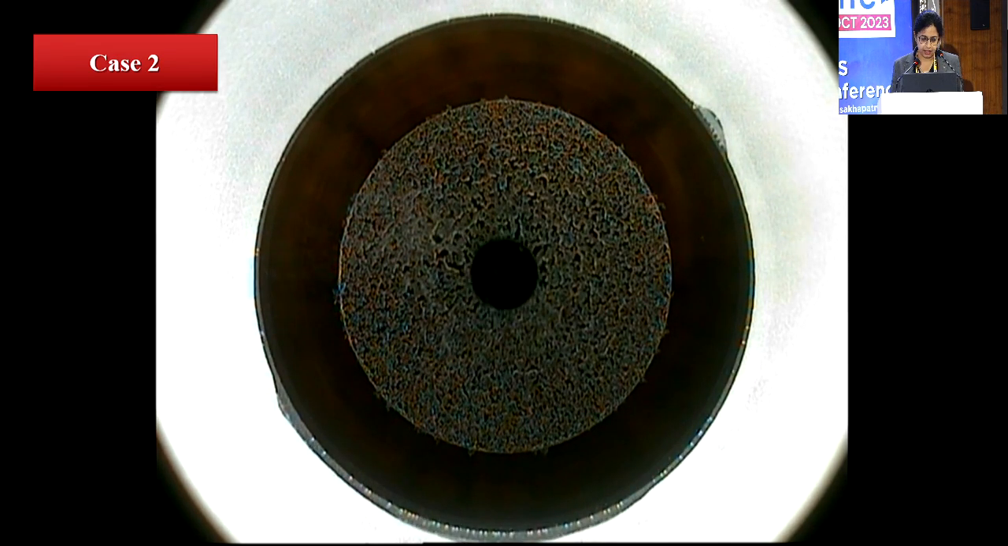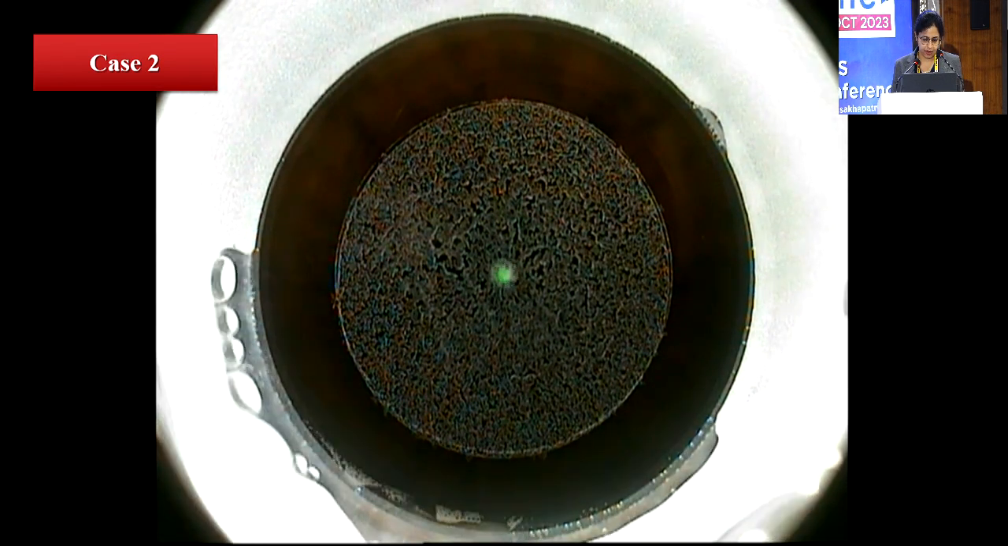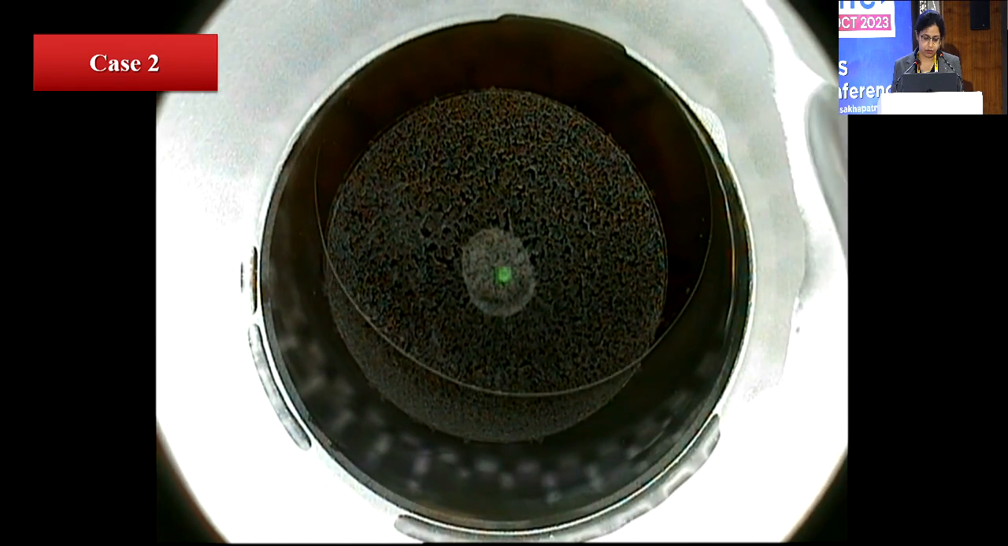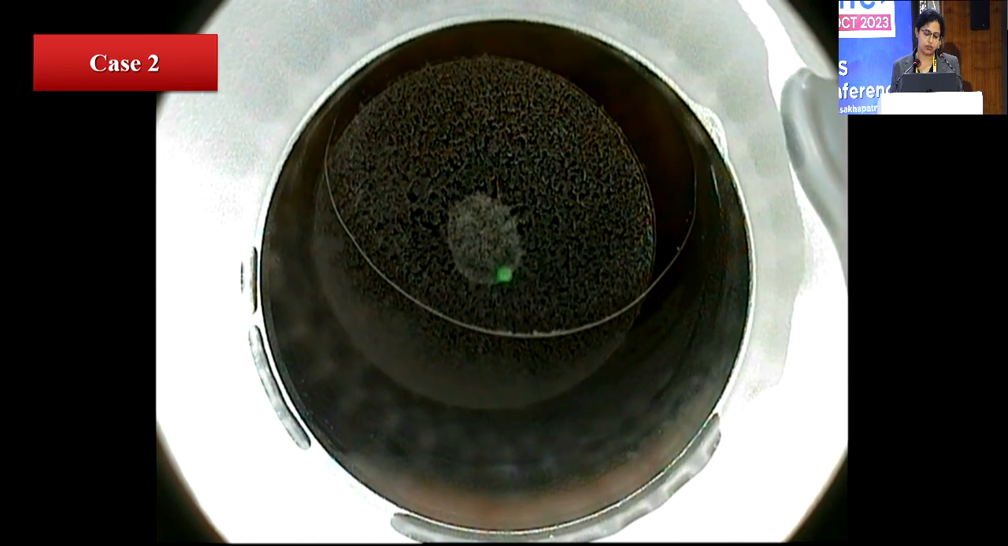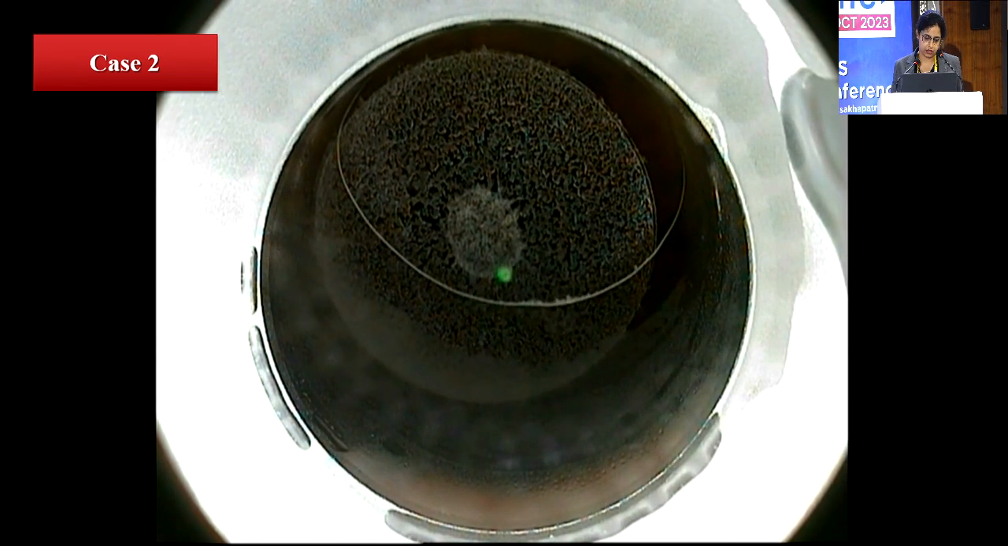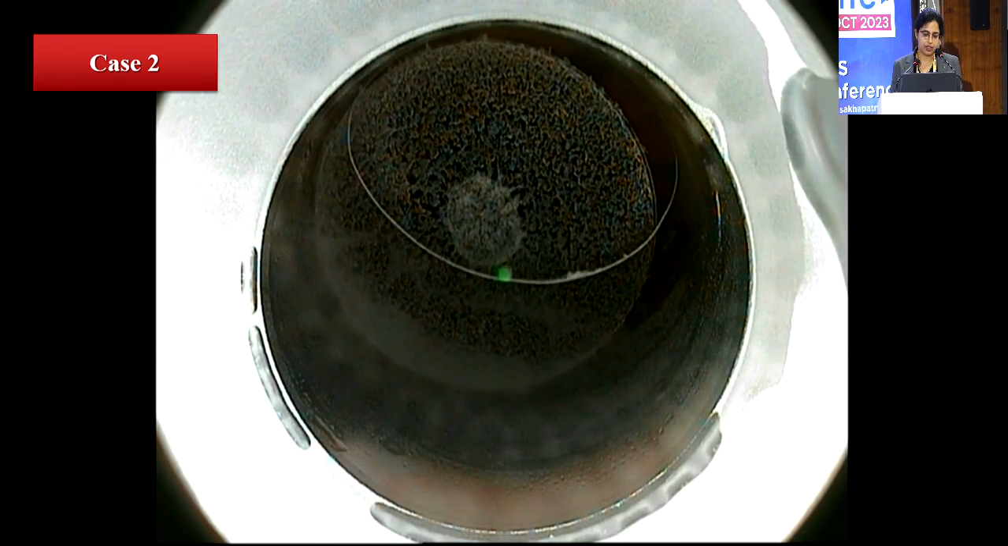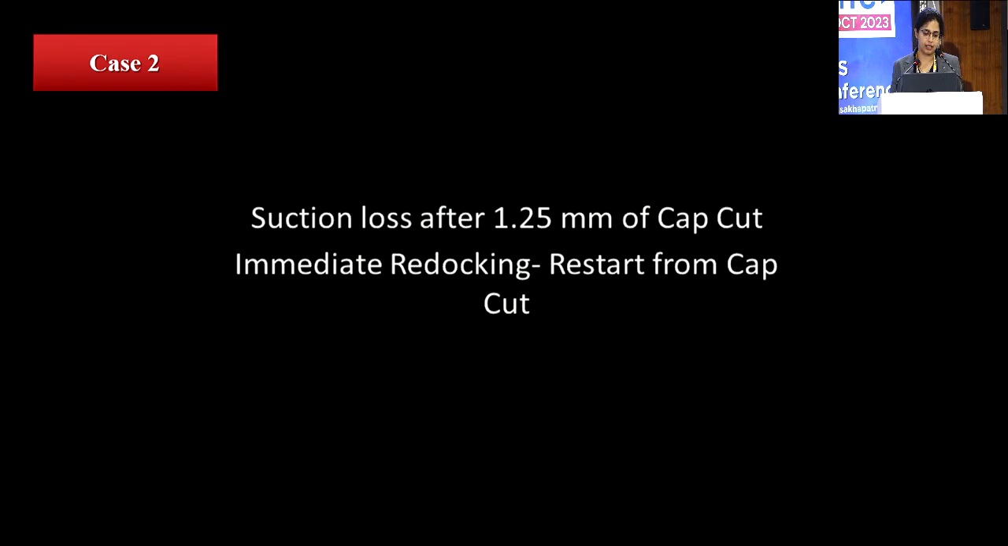Lenticule cut is okay, lenticule side cut is fine, the suction is about to get lost now. So during the cap cut there is a suction loss. What you can do in these cases is redock and restart the procedure from the same point after decreasing the cap cut diameter by around 0.2 millimeter.